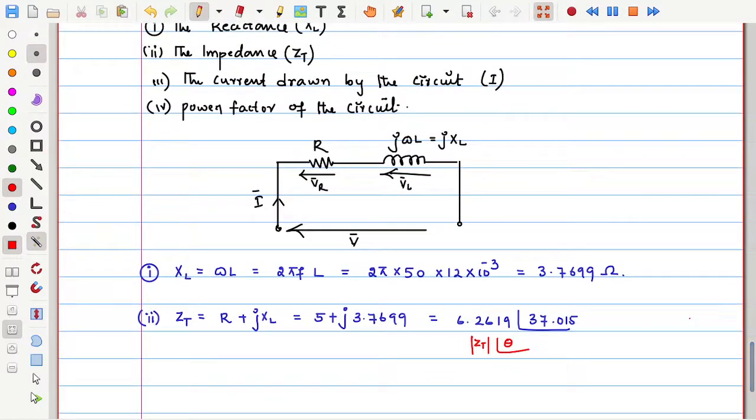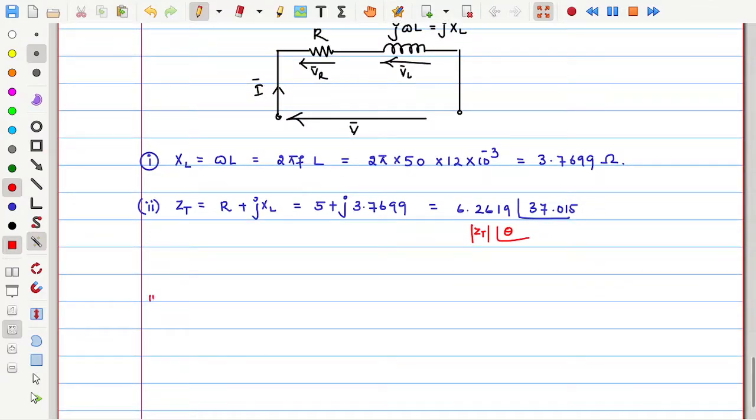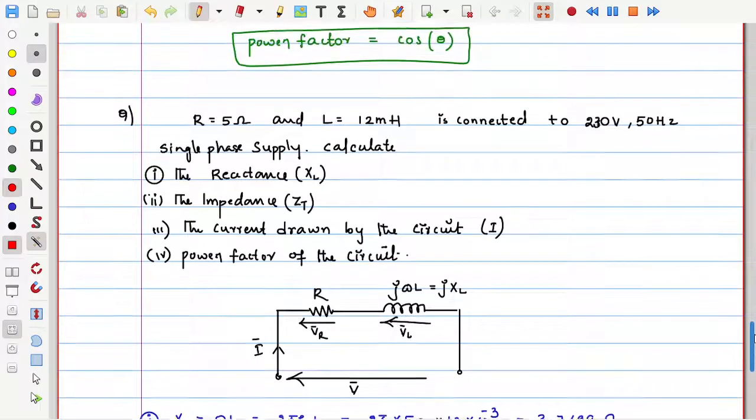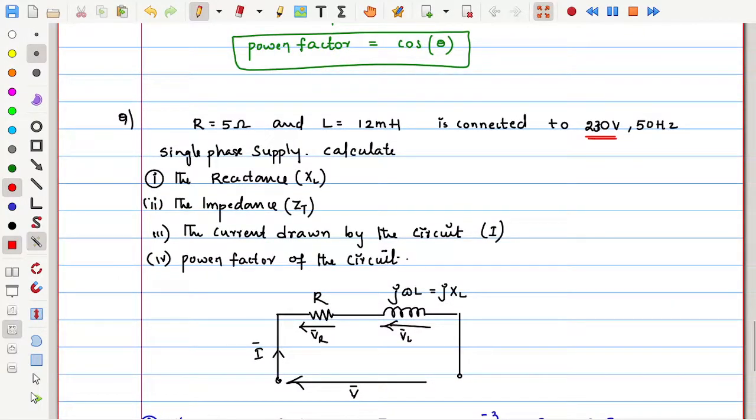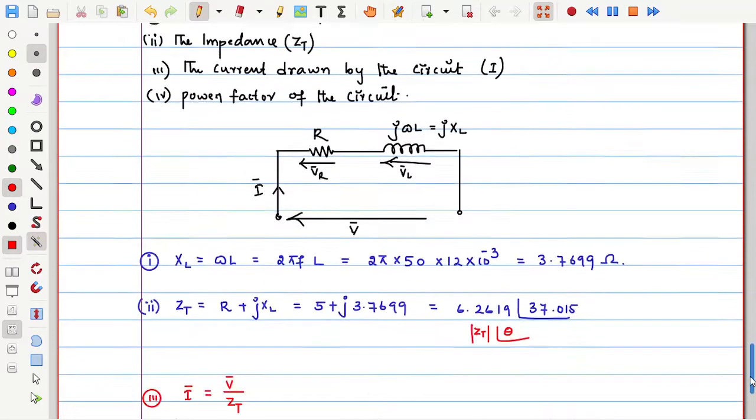So next, what do I need? The current drawn by the circuit. How can we find the current drawn by the circuit? I is equal to total voltage divided by total impedance. How much is the voltage? Voltage is given, 230 volts. Remember that if something is given in this form, the given voltage is assumed to be the RMS value. If it is not specified, it is treated as an RMS value.